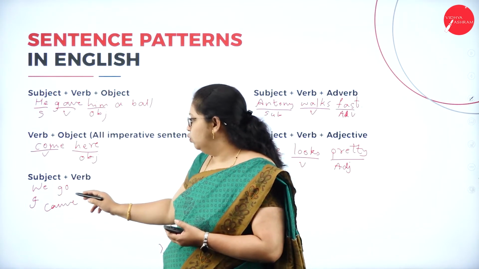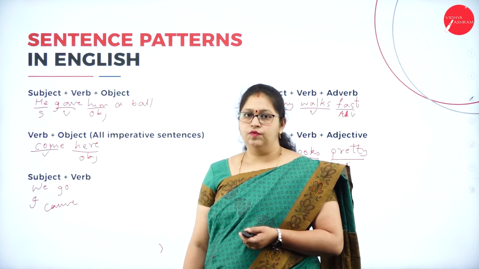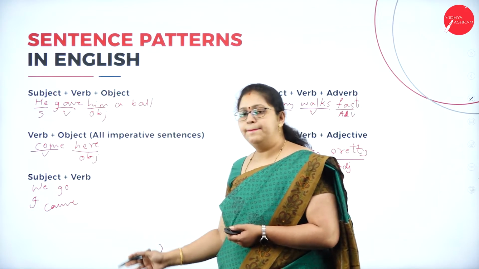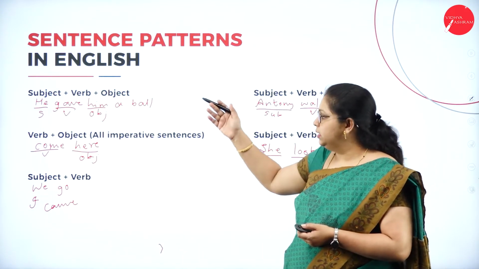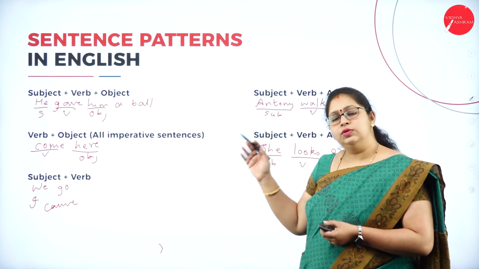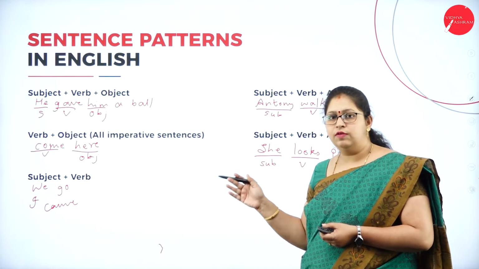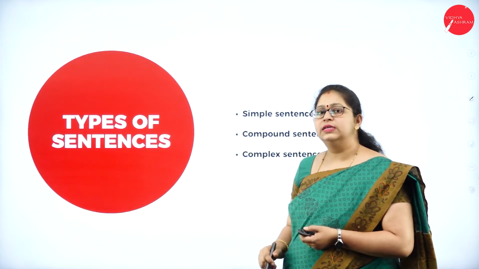We is subject, go is verb, I is subject and came is verb. So these are the patterns. Usually the sentences are framed in any one of these patterns in English. So you have to follow either of these patterns.